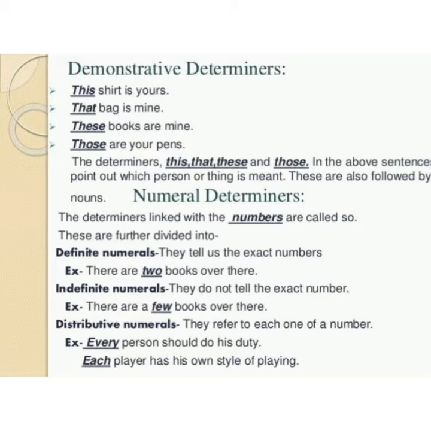Other extra examples like these chocolates are from Belgium, plural and near. That book is written by Neil Gaiman, singular and not near. This water smells foul, near and uncountable. That paper is imported from Finland, not near and uncountable. There are numeral determiners also: definite numeral, indefinite numeral and distributive numerals.